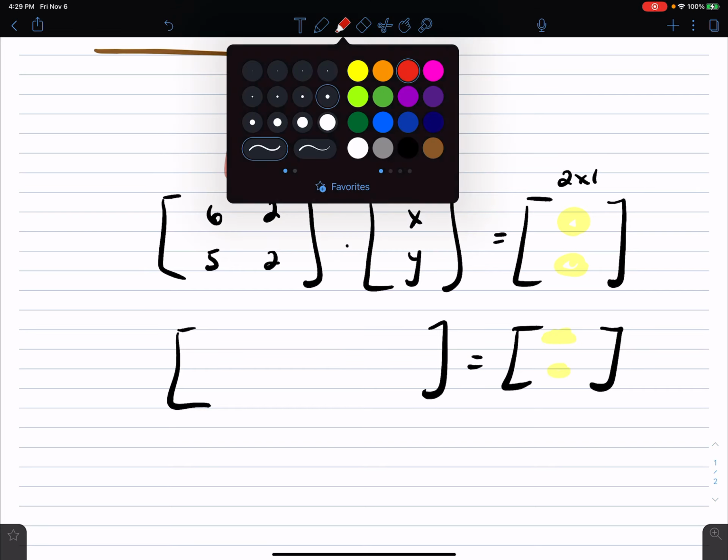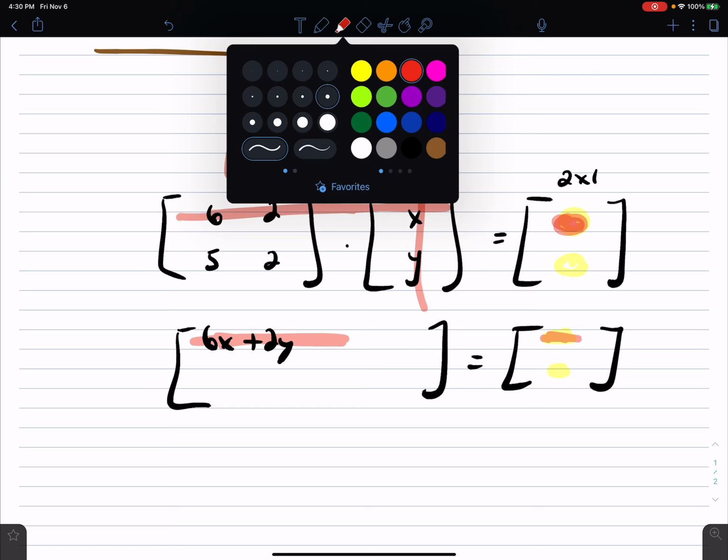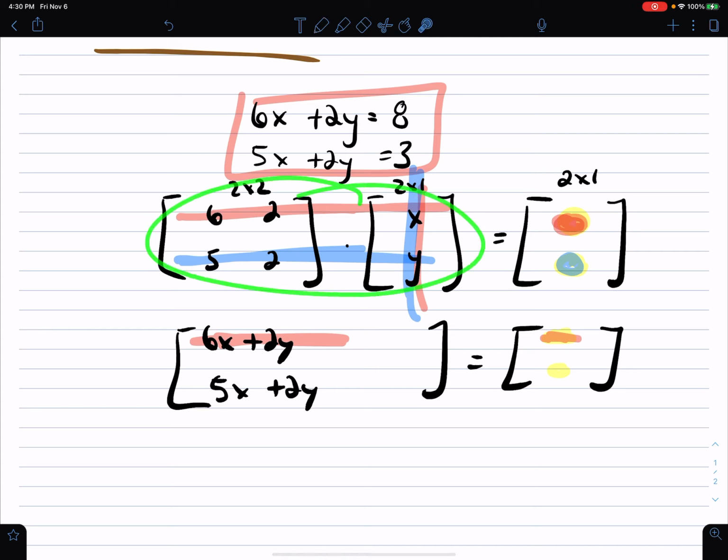If I wanted to get this first element, I would take the first row and the first column, because this is row 1, column 1. So I'd multiply 6x, and I would add 2y, and that would be this first element there. And on the bottom, if I wanted the second element, which is in row 2, column 1, I would take row 2 and multiply it by column 1, which would give me 5x plus 2y. Or in other words, when I multiply these matrices together, I get the original system of equations.